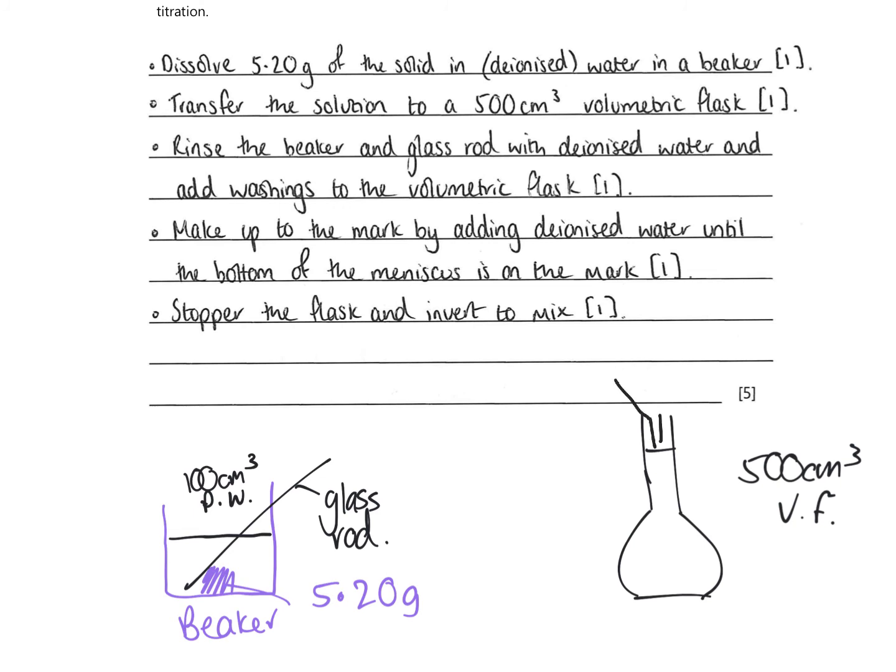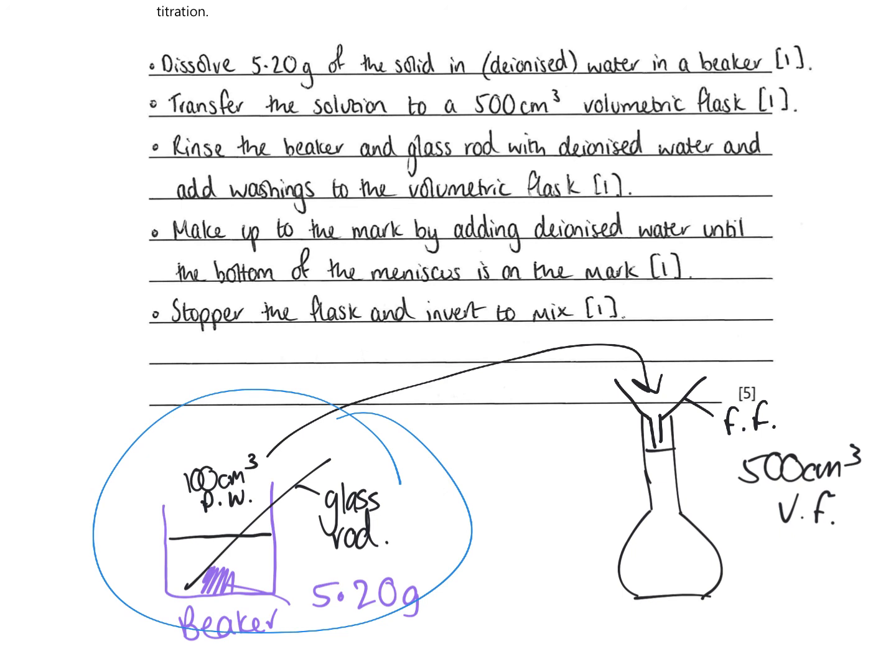Now you'll notice the mark scheme doesn't mention a filter funnel. Sorry, my diagrams are awful. But that's how we would generally transfer that in. So that all goes through the filter funnel. So essentially what we want to make sure is that all of this makes its way into the volumetric flask and then is made up to a specific volume.